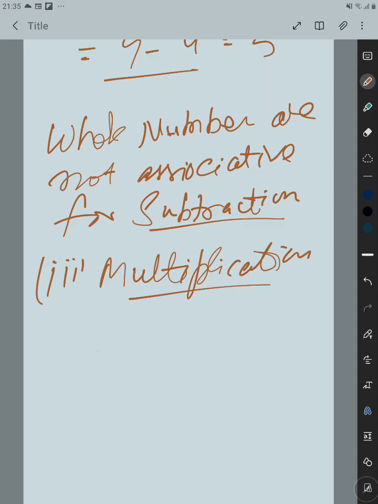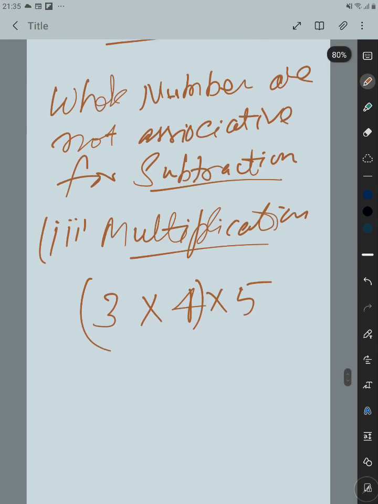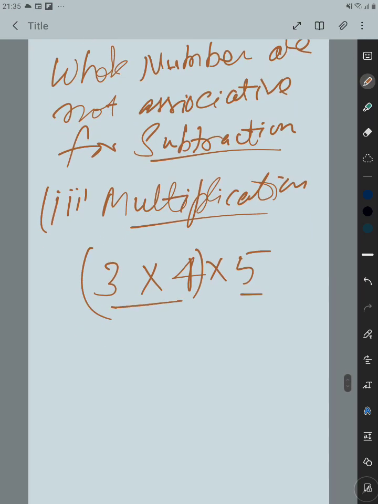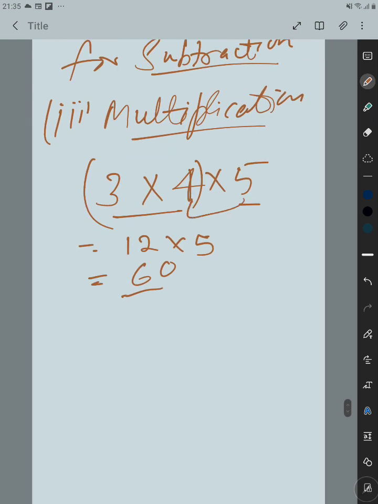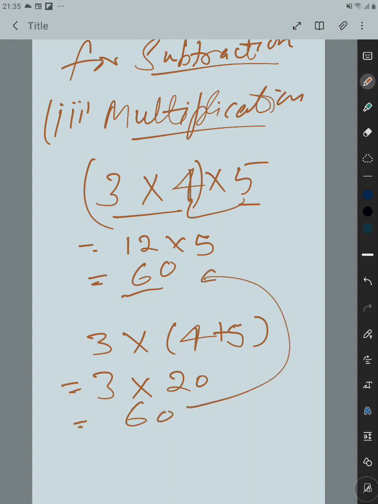Take any example, 3 multiplied by 4 multiplied by 5. First we will put a bracket over here, and we'll multiply these two, then multiplied by 5. So this is 12 multiplied by 5, this is equal to 60. Now we'll associate these two: 3 multiplied by 4 multiplied by 5. So 3 multiplied by 20, and we are getting 60. So these two are same.